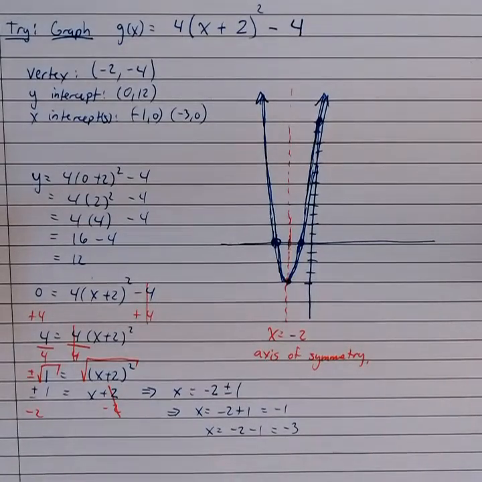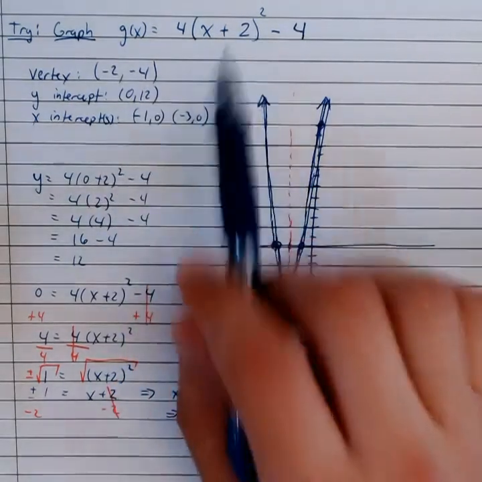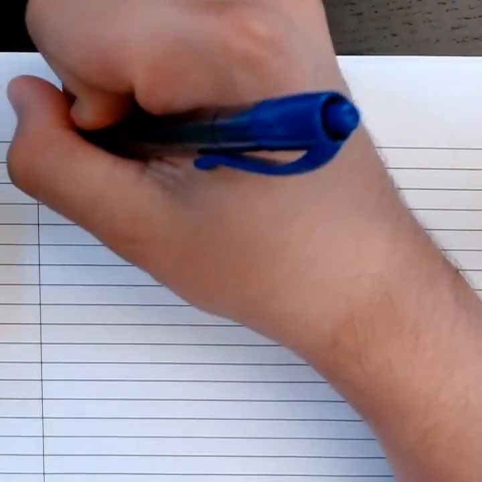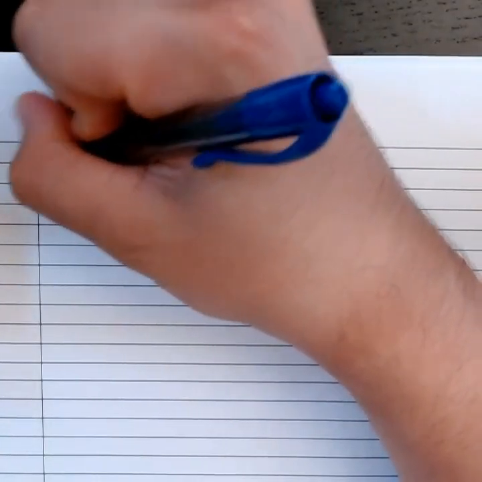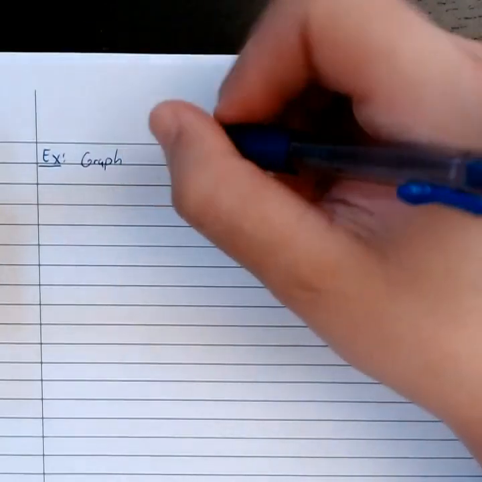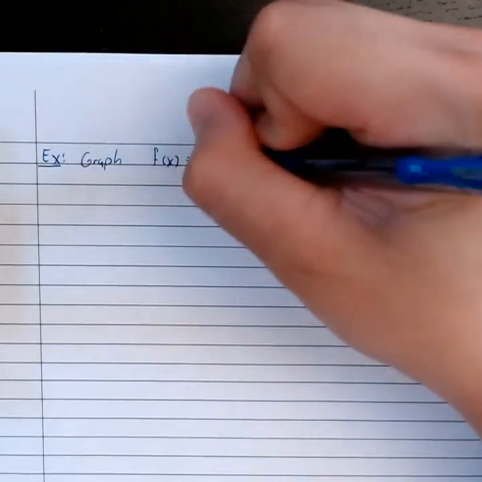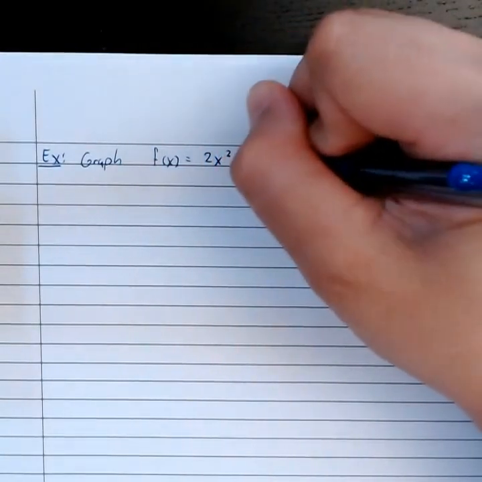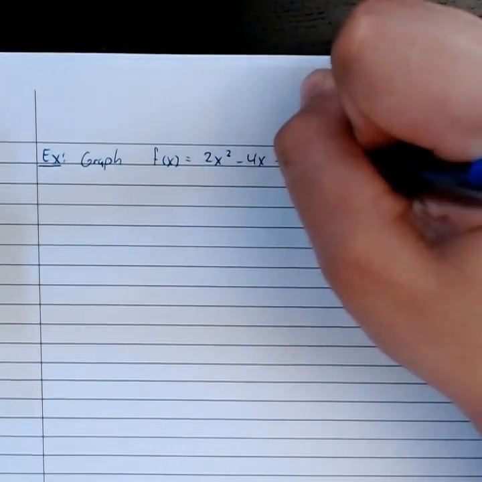Now, in the examples we've seen so far in this section, we've been graphing a quadratic that's in the vertex form. Keep in mind, that's not the only way a quadratic equation can look. In fact, many times, it's going to be in the standard form. So let's take a look at an example of that. How do we graph something that's in the standard form? Let's start off with a function f of x is equal to 2x squared minus 4x minus 3.